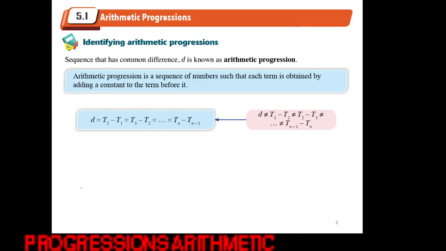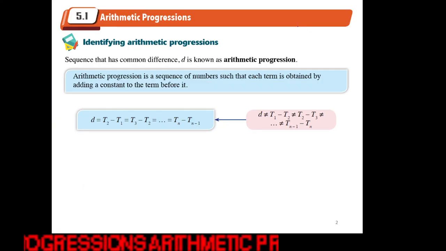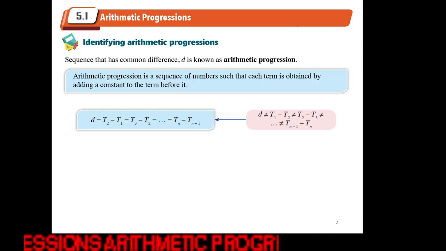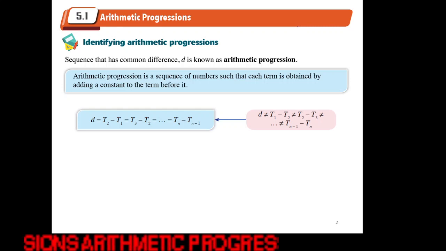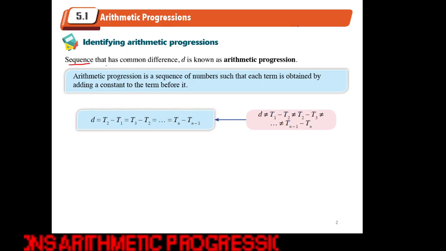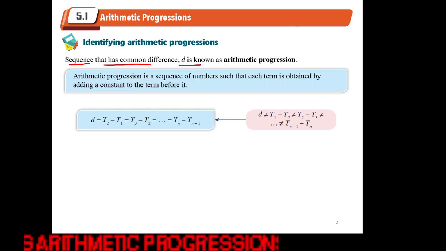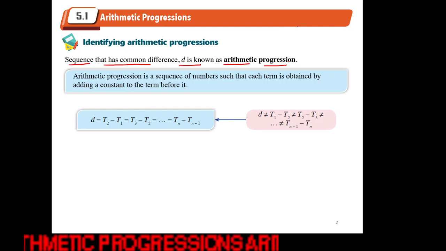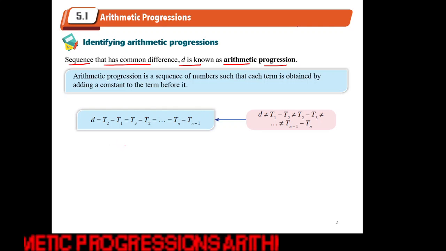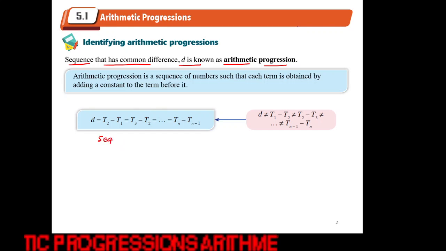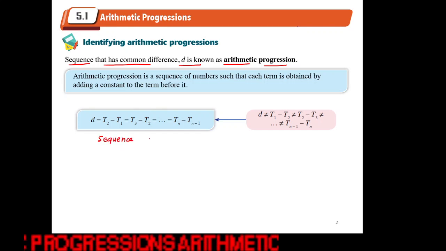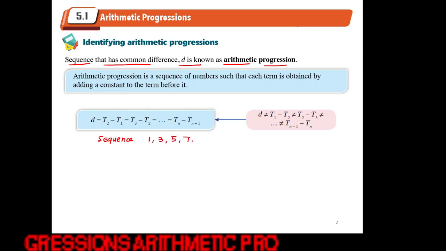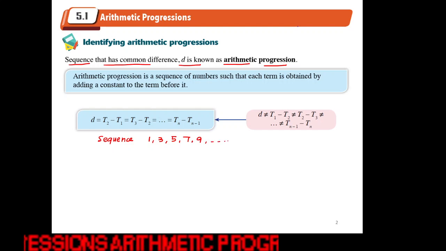Alright, so the first part that we have to discuss today is how do we identify if a given sequence is an arithmetic progression. A sequence that has common difference D is known as an arithmetic progression. So we will see what is meant by that statement. Let's say we have a sequence 1, 3, 5, 7, 9, and so forth.